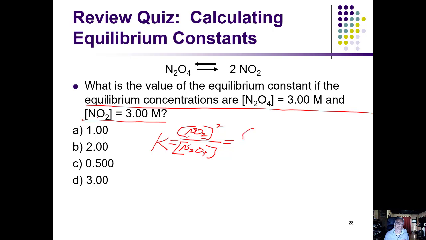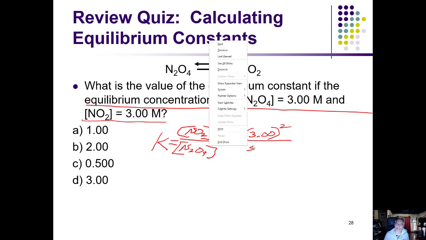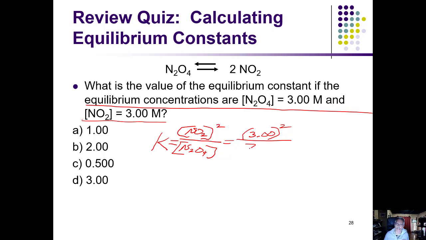So for nitrogen dioxide, I've got 3.00 molar, and I have to square it. And then for the dinitrogen tetroxide, I've simply got 3.00, and that's just going to give me 3 squared, which is 9 over 3, and that gives me an equilibrium constant of 3. So K is simply equal to 3.